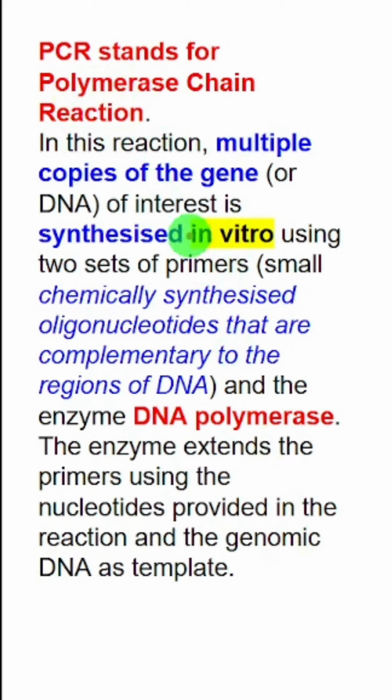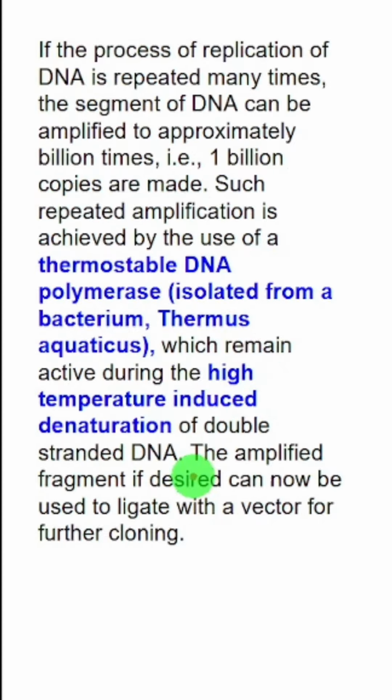So PCR is basically DNA replication, but it is happening in vitro, outside the cell. Multiple copies of the genes are produced using primers, which are chemically synthesized oligonucleotides complementary to the region of DNA. The enzyme used is DNA polymerase. This is isolated from Thermus aquaticus, and this is the reason it can tolerate very high temperature.